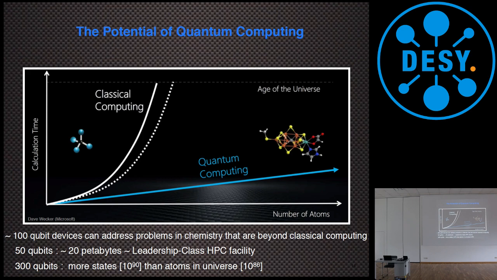With a 50 qubit system, you look at the dimensionality of the Hilbert space, then it roughly corresponds to about 20 petabytes of memory on a classical device, which is currently the size of leadership class compute facilities. And then if you have 300 qubits, then you have more states, roughly 10 to the 90, than the number of atoms in the universe, which is about 10 to the 86. So with 300 qubits, the dimensionality of the Hilbert space, you couldn't even build a classical computer from all of the atoms in the universe that would actually be able to span that space. So that's quite a startling number.